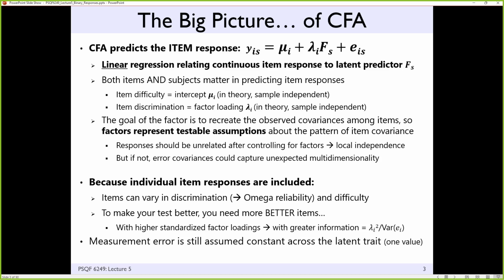We ignore difficulty, because if the loading is steep, it's equally steep for everybody all along the way. The loading keeps working the whole way through. That's going to change after today too. So measurement error is still assumed constant, reliability is assumed constant, and those things are a consequence of this idea that this is a linear model. The way that the item response relates to the factor predictor is linear.